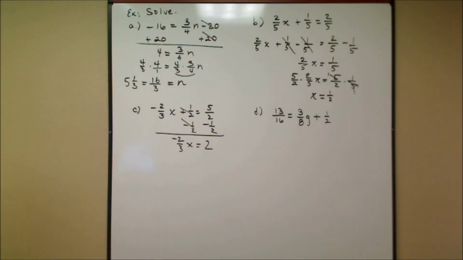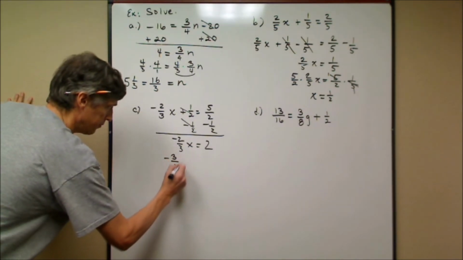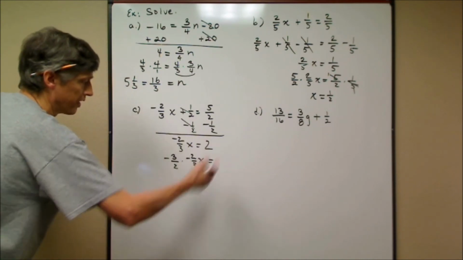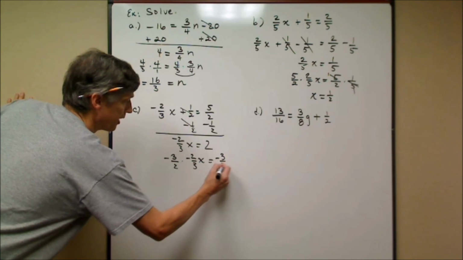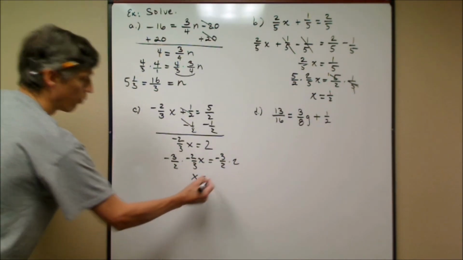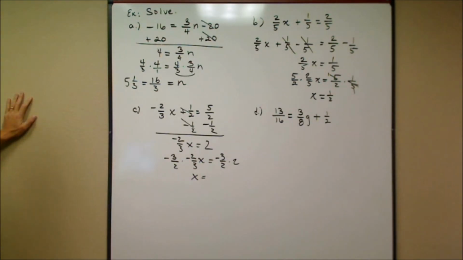Now I'm going to get rid of the negative 2/3 that's times the x by multiplying by the reciprocal. You should be seeing this as you write the problems out. You should see that next step coming. Negative 3/2 times 2. These are reciprocals. That's just 1x. And over here, I have negative 3/2 times 2.